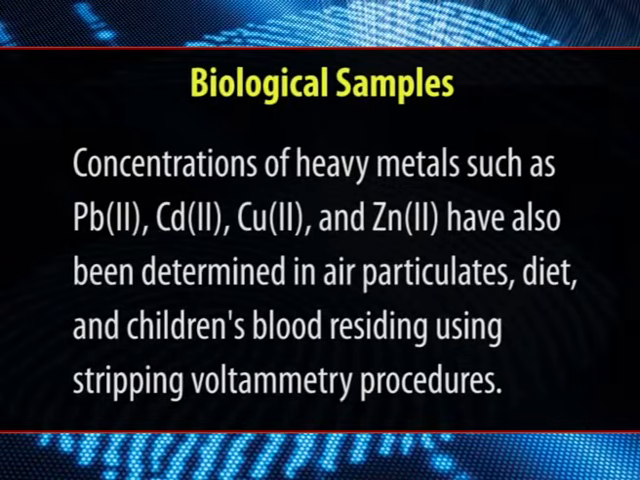A stripping voltammetric procedure for determination of trace amounts of aluminium in food is known. Concentrations of heavy metals such as lead, cadmium, copper and zinc in the +2 state have also been determined in air particulates, diet and children's blood using voltammetric procedures. The procedure for determination of zinc +2 in human eye tissues is also known.